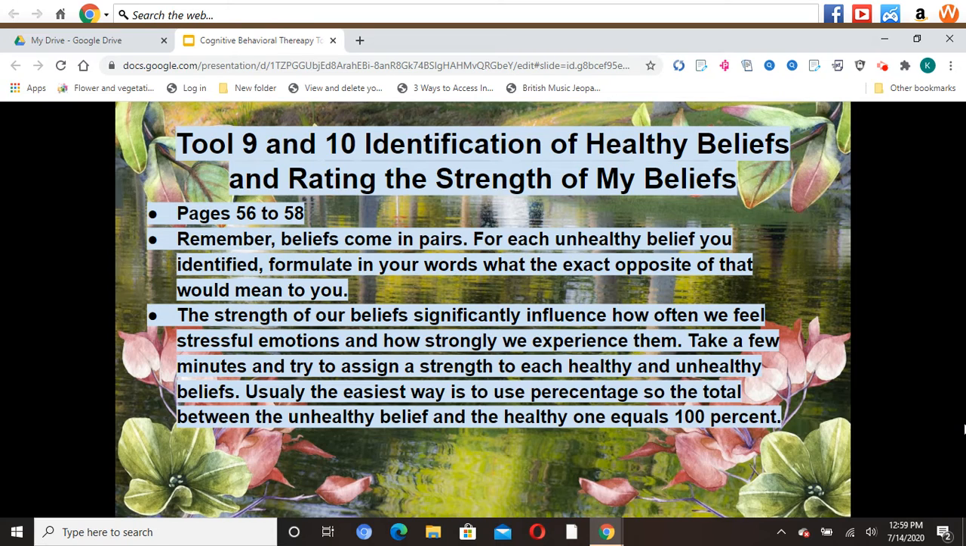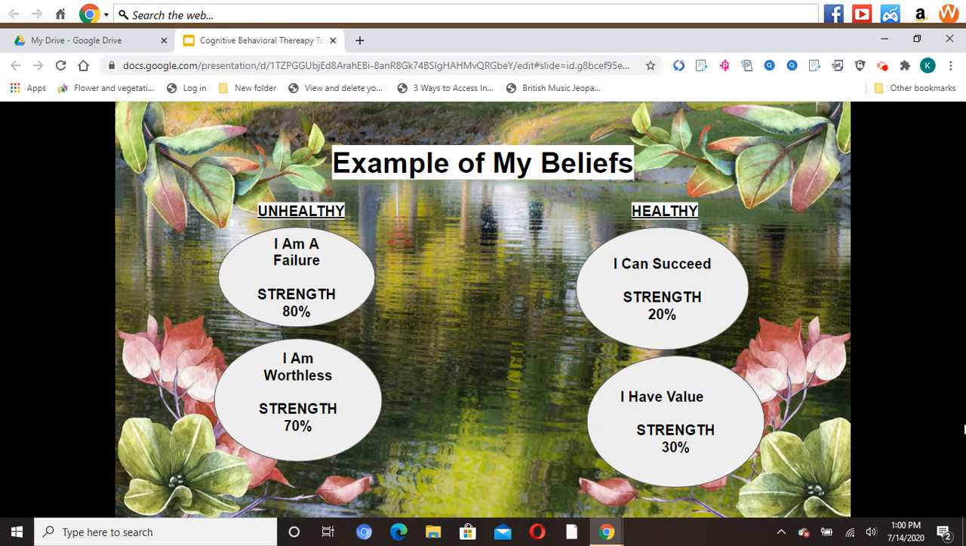So again, you're just going to think of a healthy one and an unhealthy one, and then the next step is you're going to rate them a percentage. So this is an example. An unhealthy belief is I'm a failure. To counteract that unhealthy belief, the healthy one is I can succeed. Another unhealthy one is I'm worthless, and the healthy one is I have value. So that's how you counteract it.